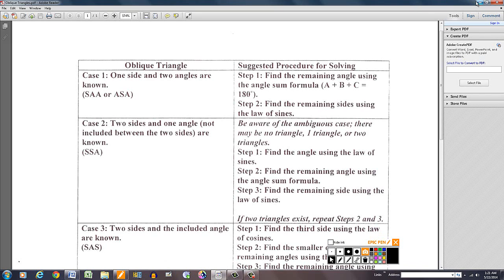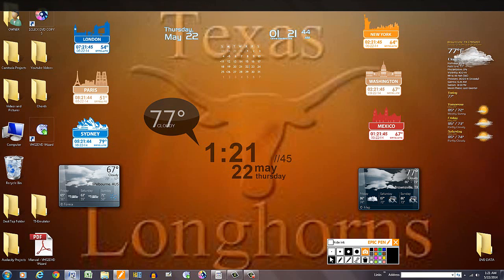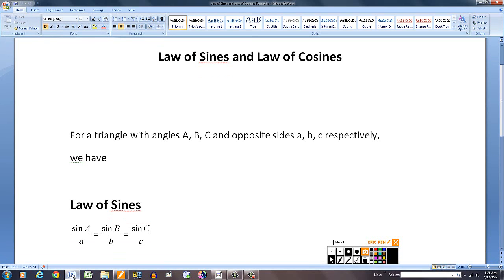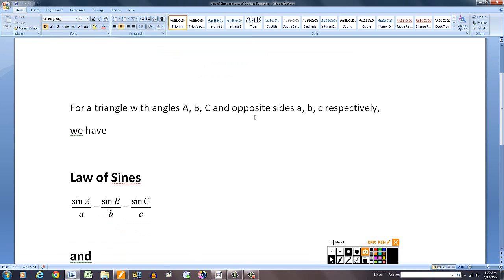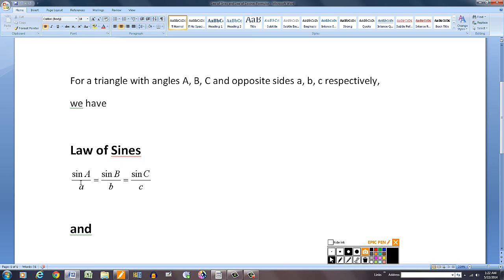Okay, first before I do this, let's look at the formulas we have here. So here's the statements for the law of sines and the law of cosines. This says for a triangle with angles A, B, C, the capital A, B, and C represent the angles of the triangle, and opposite sides a, b, c. So side a is opposite angle A, side b is opposite angle B, and side c is opposite angle C. Then the law of sines tells me that sine A over a is equal to sine B over b, which is equal to sine C over c.